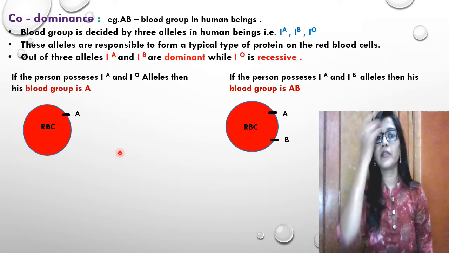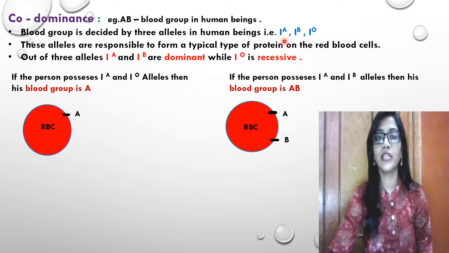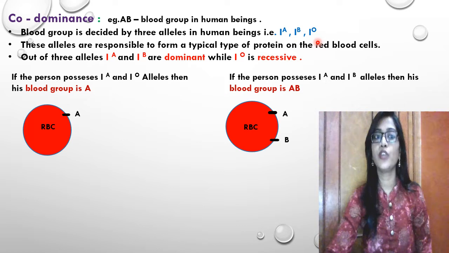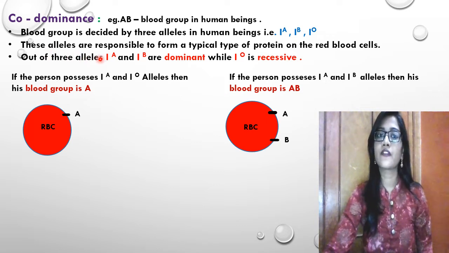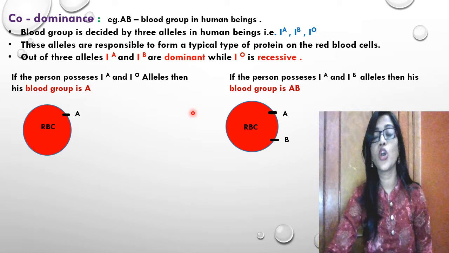Blood group is decided by three alleles basically in human beings, and these are IA, IB and IO. These are the three alleles which decide the blood group in human beings. These alleles are responsible to form a typical type of protein on the red blood cells of human beings.